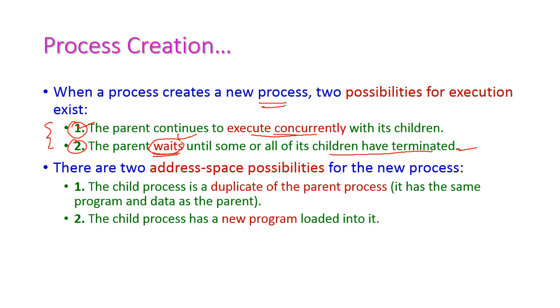Second, the address space possibilities of parent and children. The first one: the child process may be a duplicate of the parent process. For example, we can use the fork command, then the child will be exactly a copy of the parent. This is the first possibility. The second one: the child may have its own new program loaded and executed, which is not a copy of the parent. So these two are the address space possibilities of parent and child processes.